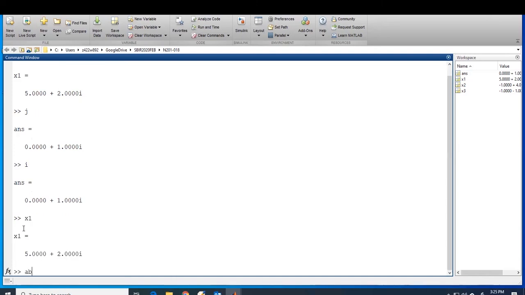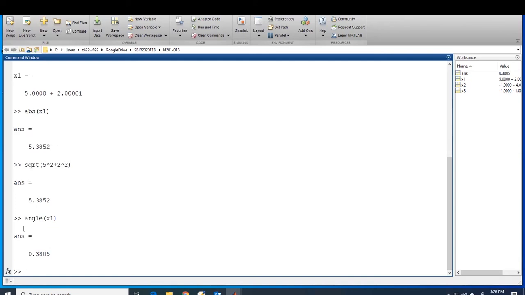Let's see, if we have abs(x1), that gives us 5.3852. We can check to see if it is the square root of the real part squared plus the imaginary part squared, to see if they're the same or not. That's the same. And then let's look at the angle. The angle of x1, that's 0.3805. Remember, this is radians.